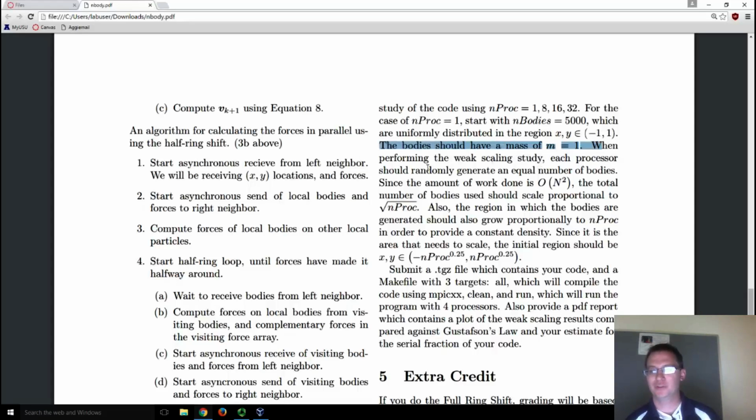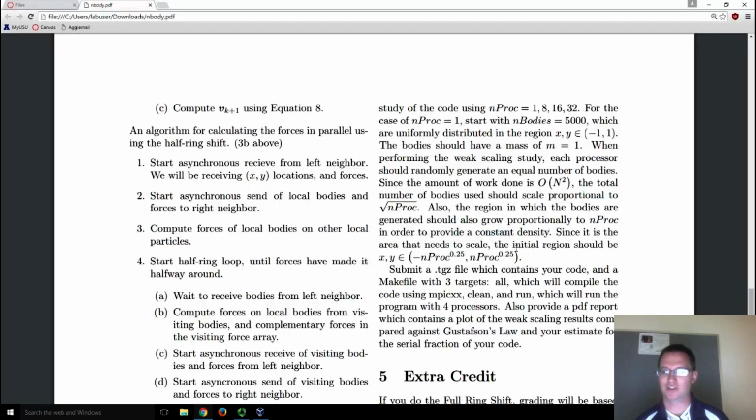So when performing the weak scaling study, each processor should randomly generate an equal number of bodies. And of course, since the amount of work done is proportional to n squared, the total number of bodies should scale proportional to the square root of the number of processors, like we've done before, just with bodies instead of cells. And the region in which the bodies are generated should also grow proportionally to the number of processors in order to provide a constant body density.